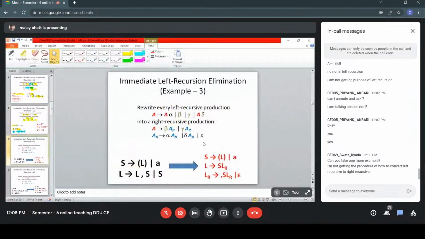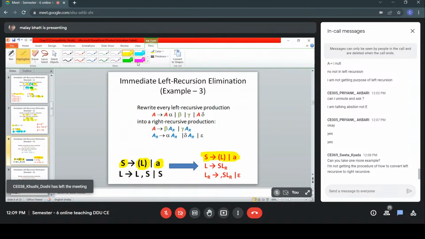Okay, we have one more interesting example, the third one, with immediate left recursion. Let us see: S gives, within parentheses, L, or A. Here I don't find a left recursion, because the first symbol on the right hand side is the opening parenthesis, which is a terminal. The second alternative is A, which is also a terminal. So this rule will be as it is. There is no left recursion in the first rule.